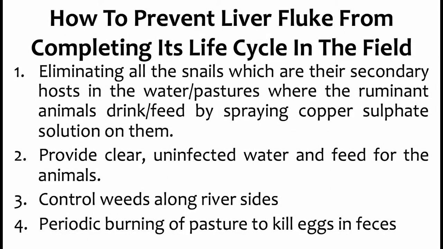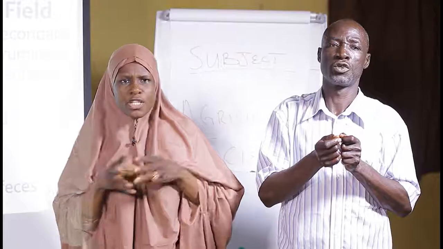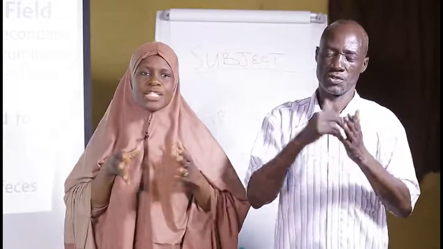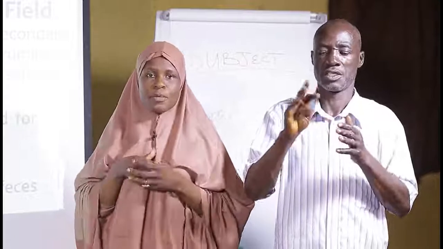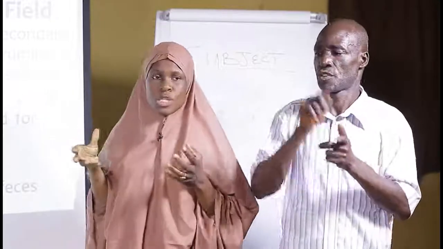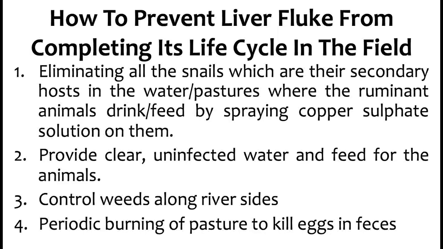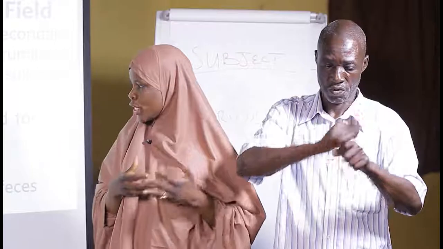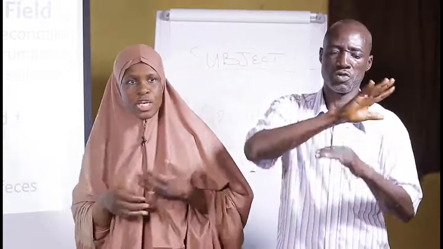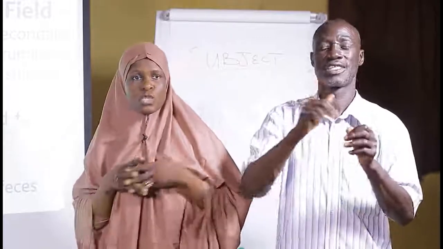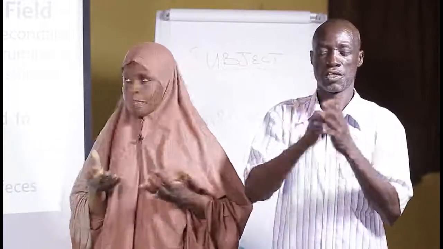Thirdly, control weeds along the riverside. The weeds that are along the riverside, you have to control them so that the snail cannot live inside them. When you control the weeds, there is not going to be proper space for the snail to live. Fourthly, periodic burning of pastures to kill eggs in feces. You have to burn your pastures periodically, so that in case there is any egg in the feces, you burn them. That is, you destroy them.